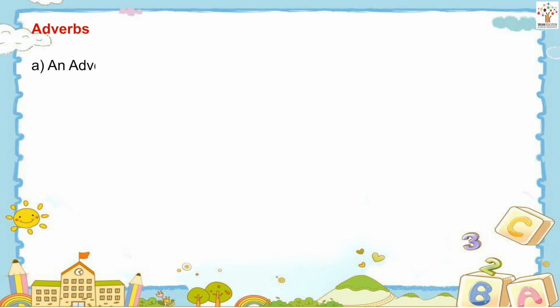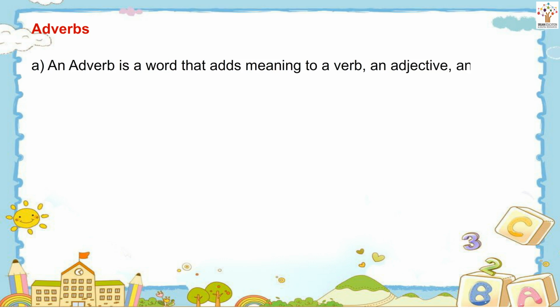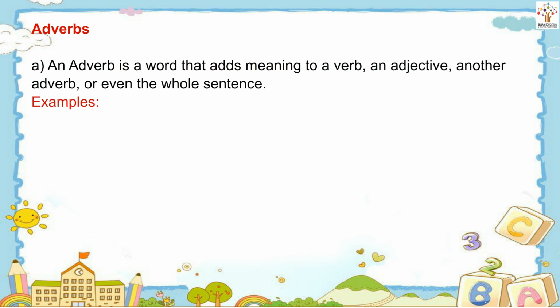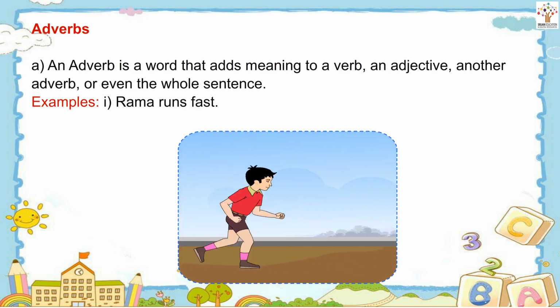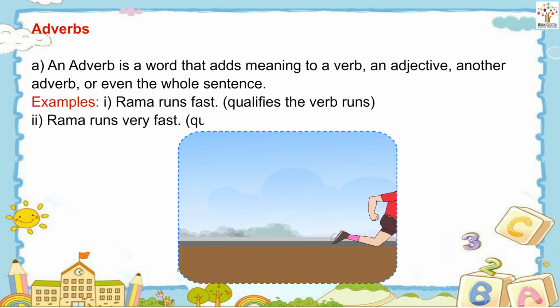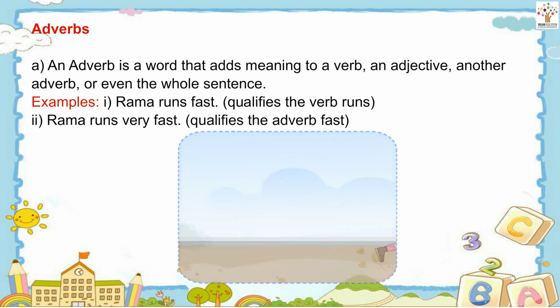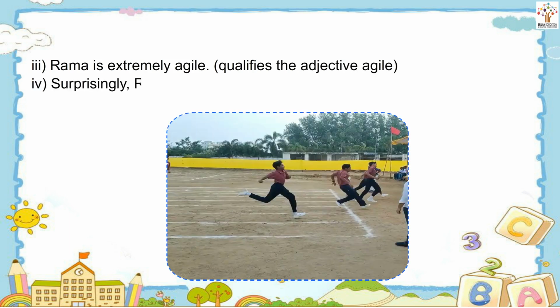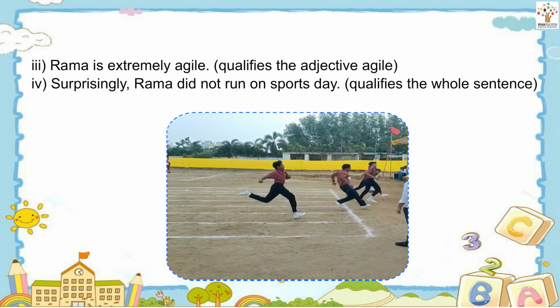Adverbs. An adverb is a word that adds meaning to a verb, an adjective, another adverb, or even the whole sentence. Examples: Ram runs fast qualifies the verb runs. Ram runs very fast qualifies the adverb fast. Ram is extremely agile qualifies the adjective agile. Surprisingly, Ram did not run on sports day qualifies the whole sentence.